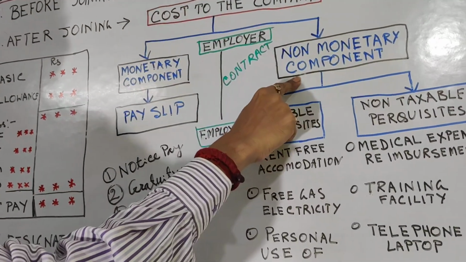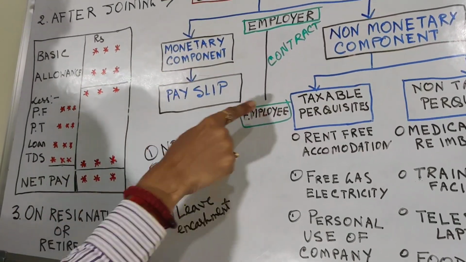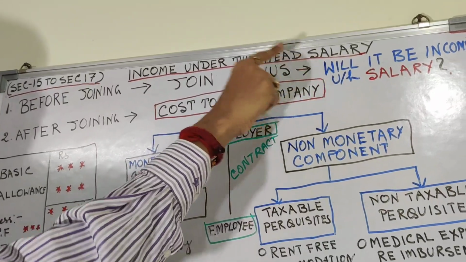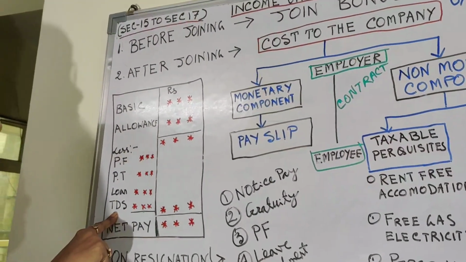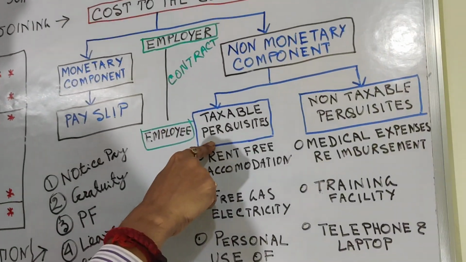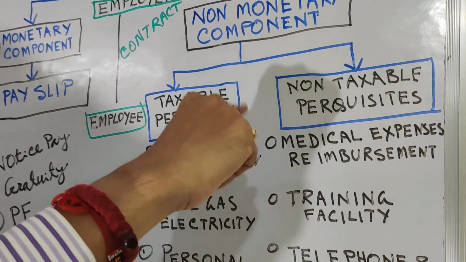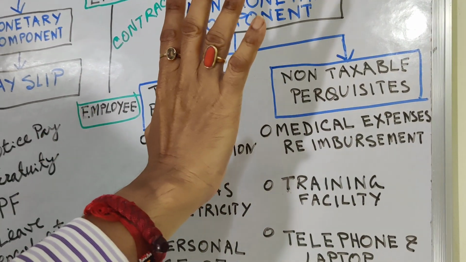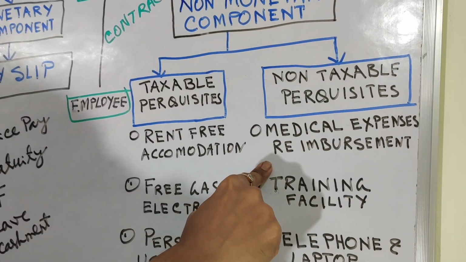Since it is non-monetary, it will have no reflection on the bank account. But it has an impact on the computation of income under the head salary and accordingly the tax liability, which as an employer you need to deduct from the salary of the employee. Then there are some non-taxable perquisites. There may be some perquisite which is partly taxable, partly exempted or fully exempted. As for example, there is medical expenses reimbursement.